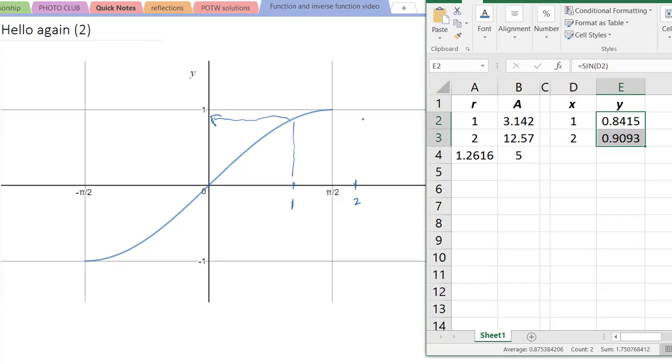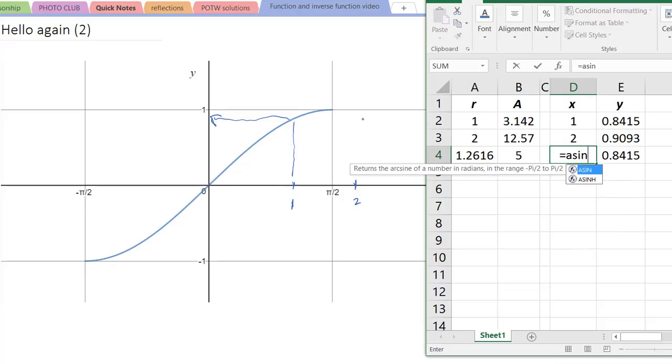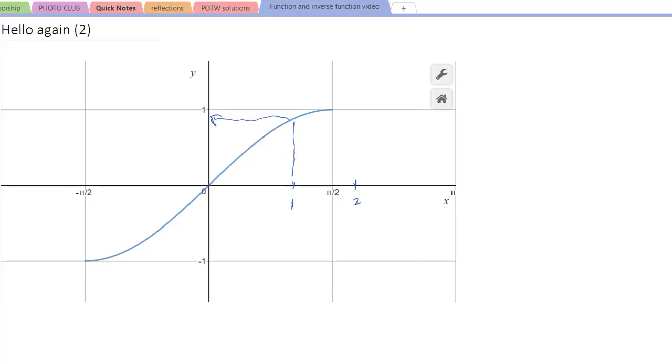But when we want to input a y value and use the inverse function, let's actually try the same values. 0.8415, that's the value we had above. And if we want the inverse sine of that, we get almost exactly the same value. And of course there's some rounding off problems here. So what's happening visually on this graph is we're starting here at 0.84, we're coming across to the curve, and then dropping down to the x-axis to get the value of 1.